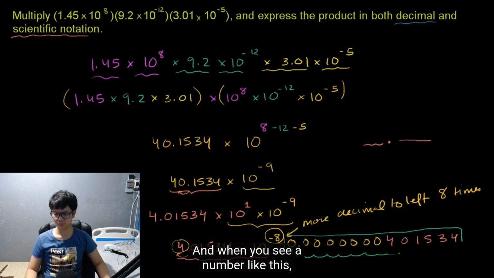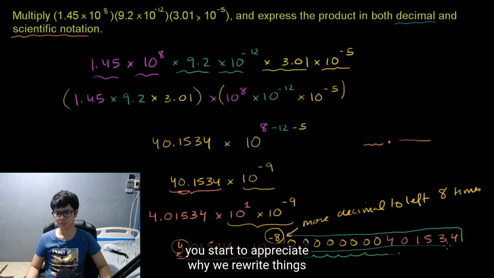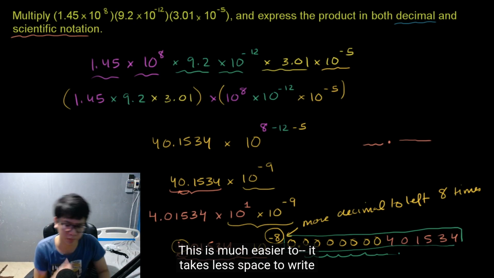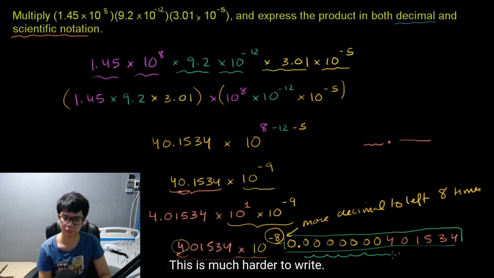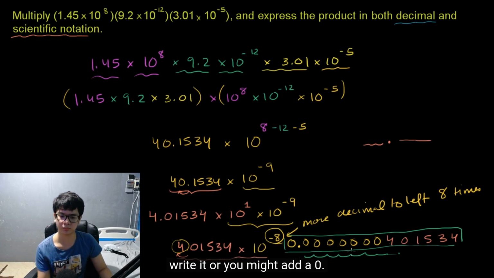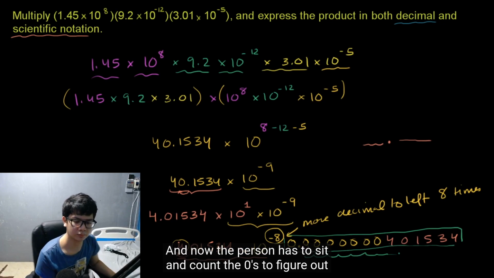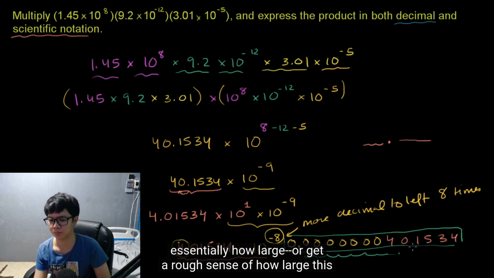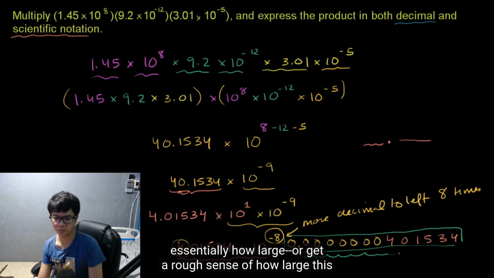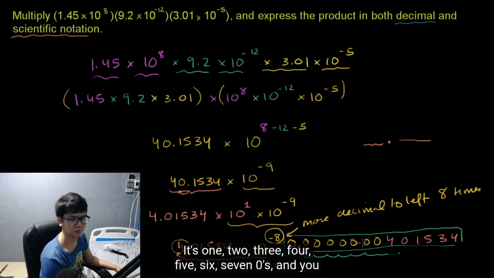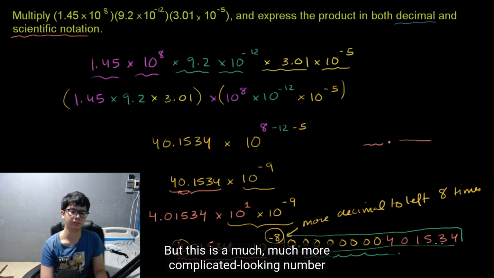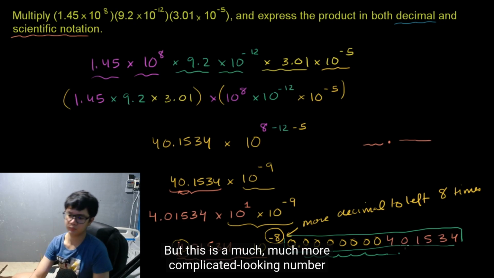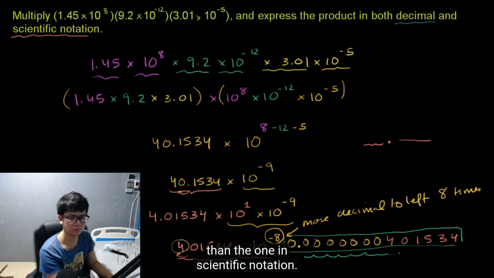And when you see a number like this, you start to appreciate why we write things in scientific notation. This is much easier to write and takes up less space, and you immediately know roughly how big this number is. This is much harder to write. You might even forget a 0 when you write it, or you might add a 0. And now the person has to sit and count the zeros to get a rough sense of how large this thing is. It's 1, 2, 3, 4, 5, 6, 7 zeros, and you have this digit right here. That's what gets us to that 8. But this is a much more complicated looking number than the one in scientific notation.